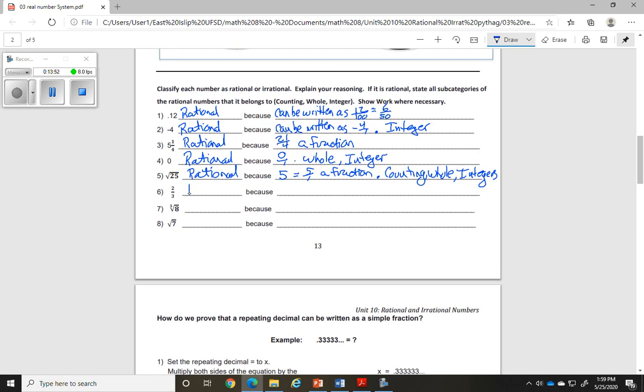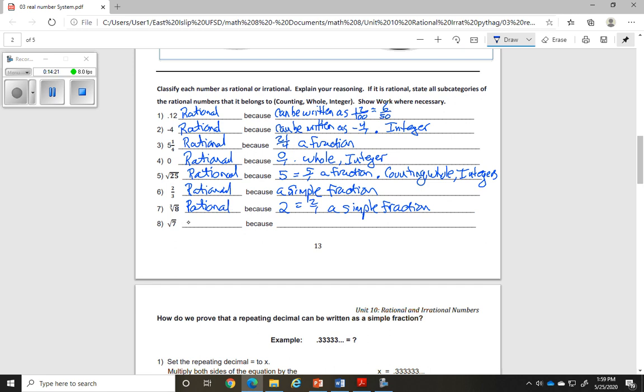2/3 is already a fraction, so it's rational because it's a simple fraction. The cubed root of 8 is 2. Can be written as 2 over 1. Therefore, it's a simple fraction. Which makes it rational.